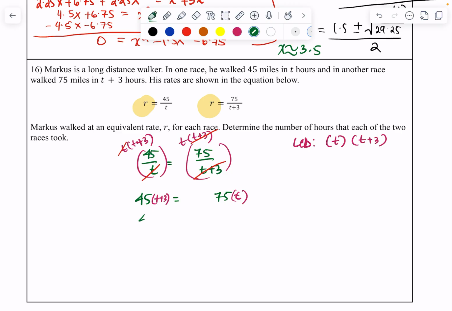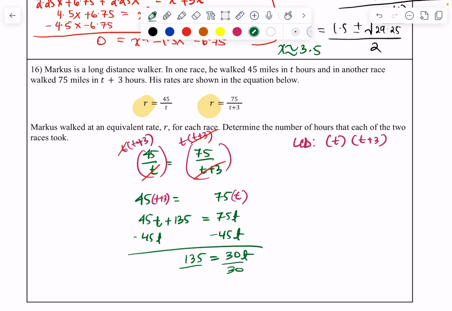That leaves us with 45t plus, okay, the t and the plus sign look a little bit similar, so we need to be mindful of that, plus 135 is equal to 75t. We subtract 45t from both sides, which gives 135 is equal to 75 minus 45, which is 30t. 135 divided by 30, t is equal to 4.5.